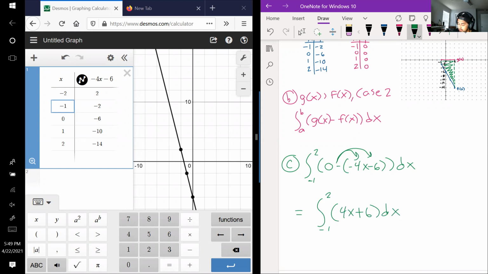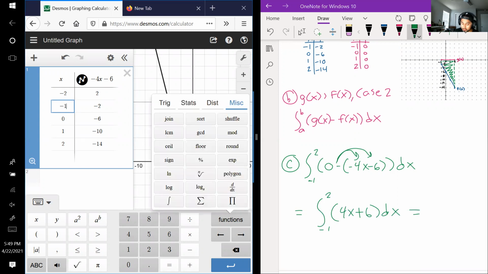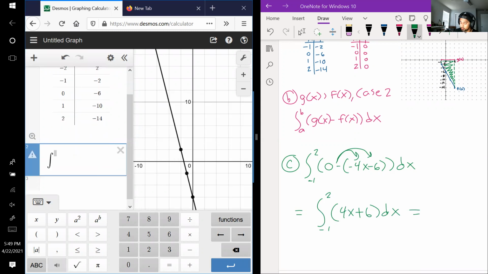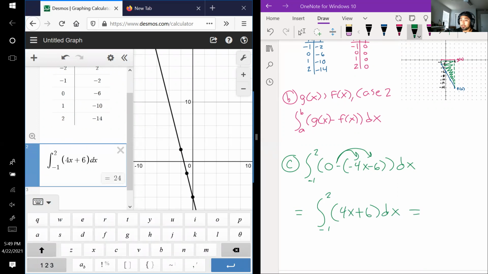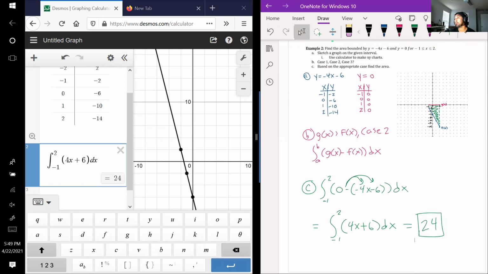dx. And now Desmos for the win again. Let's type in that integral. Negative 1 to 2 of 4x plus 6 dx. And we get that the area between both of those functions is 24. Cool. All right. Any questions on that one?